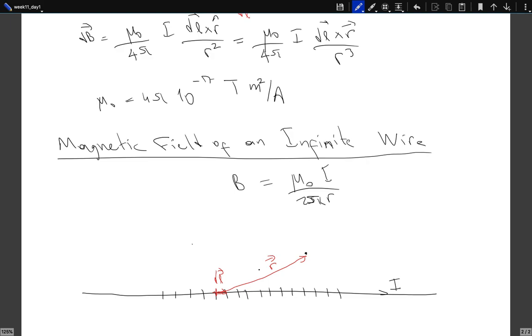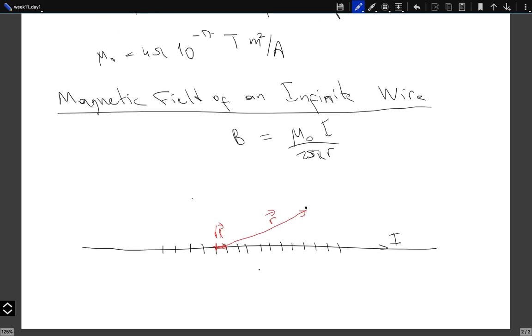They will all point in the same direction, so it's enough to calculate the sum of the magnitudes. When I sum all the contributions to the magnetic field, I will basically be summing the magnitudes, and the resultant vector will be pointing in this direction. So let me write the magnitude.